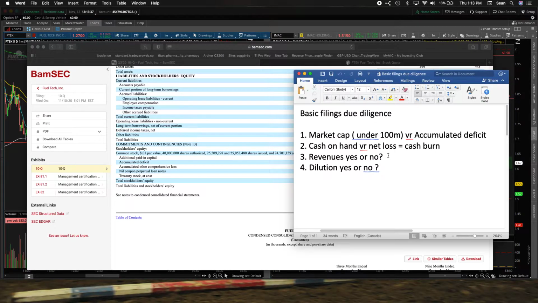I'll show you how to calculate all this here. Third, revenues, yes or no? I just want to know yes or no. Nothing too complicated. And fourth, dilution. We can dig deep into dilution, but I'm not going to go too deep. I just want to see if they have it. People say, what if they used a bit last week, how much do they have left? No. I just want to know, do they have some, yes or no? Is it effective? Can they use it? That's what I want to know.